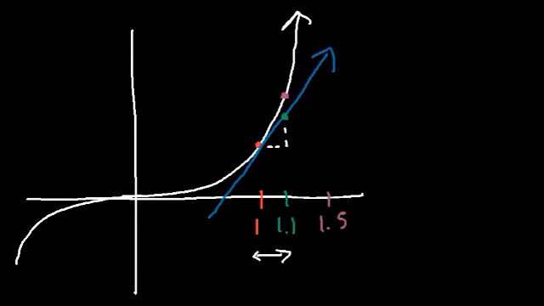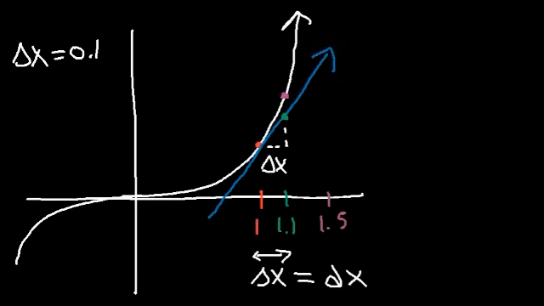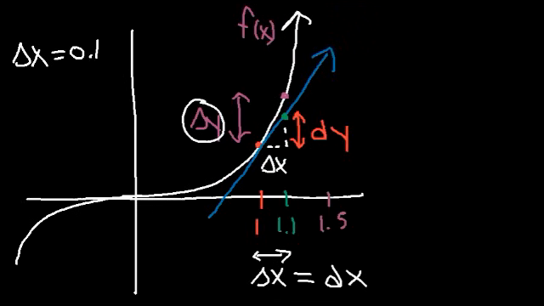So this is delta x. It's the difference between 1 and 1.1. Delta x was 0.1 in the beginning of the problem. So that's delta x, which is also dx. dy is the change in the y value of the tangent line function. So that's dy. Delta y is the change in the y value of the function f of x, where dy is the change in the y value of the tangent line function. So as you can see, when delta x is small, delta y and dy are approximately equal to each other.